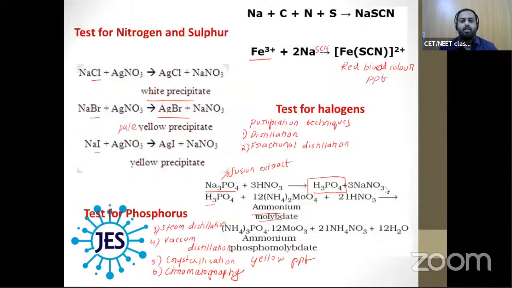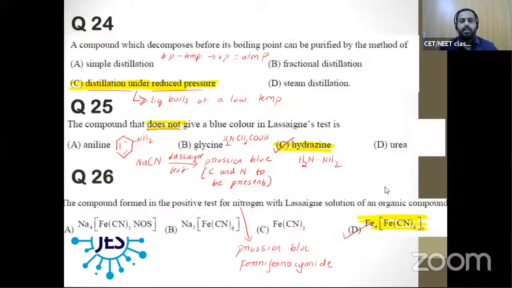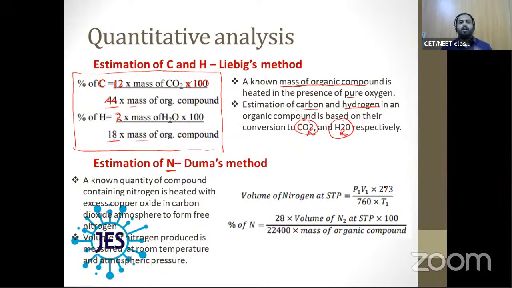Let's get back now. This is how you estimate carbon and hydrogen. Now let's see how we estimate nitrogen. How to estimate nitrogen? This is done by two methods. One method is called the Dumas method. Very simple method.